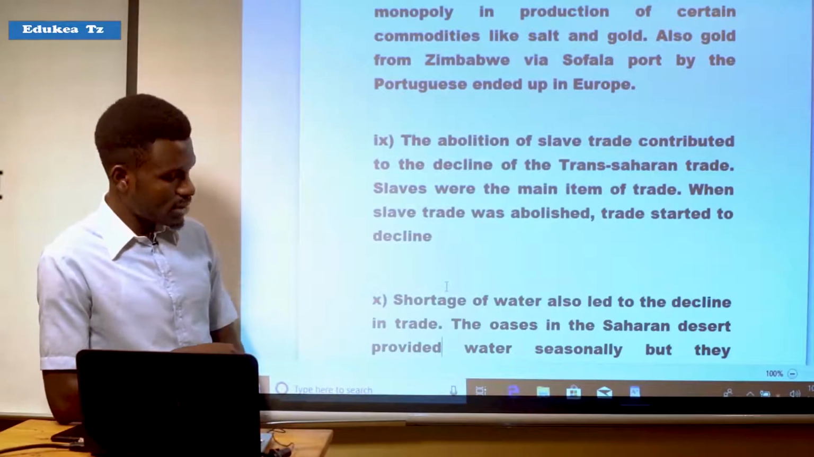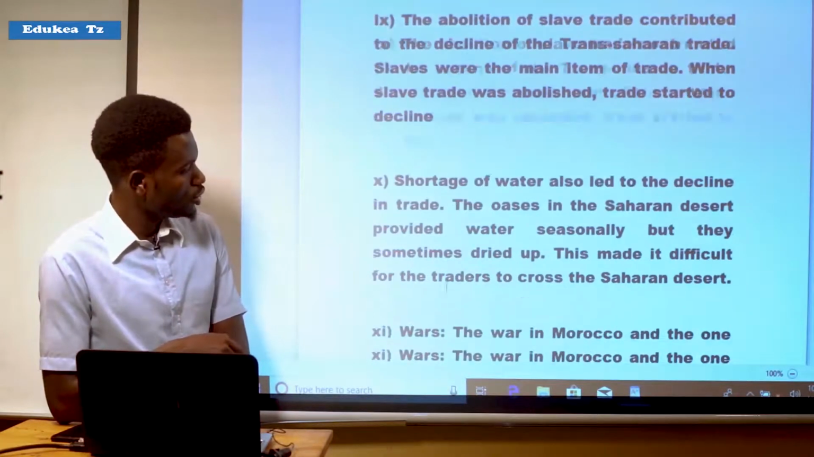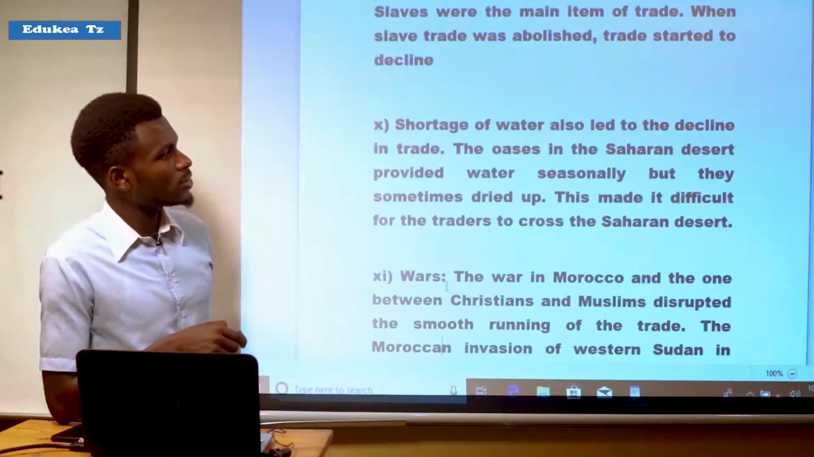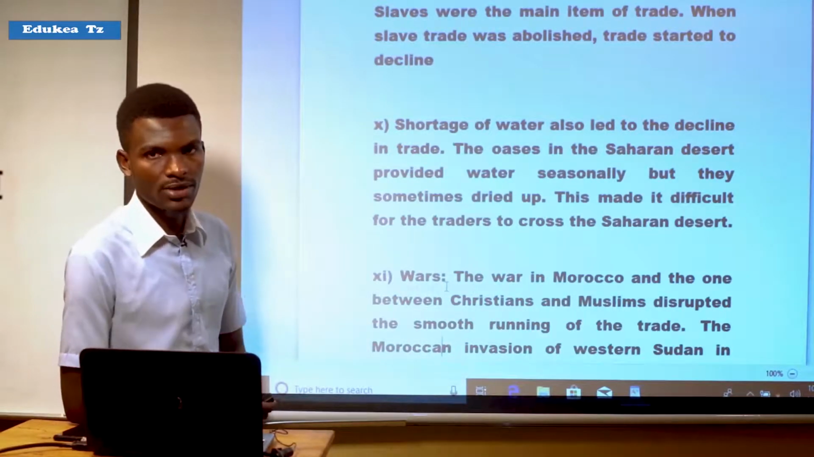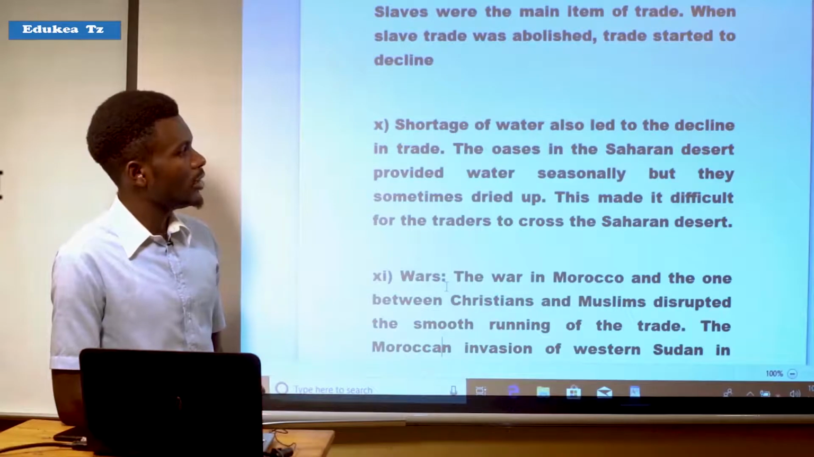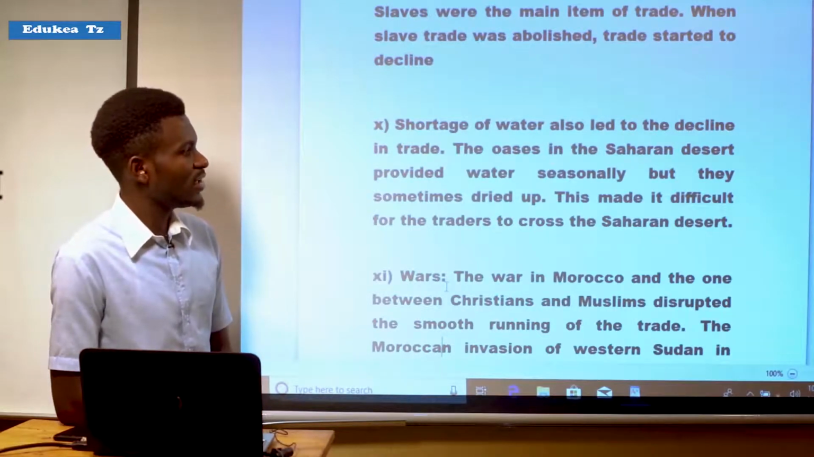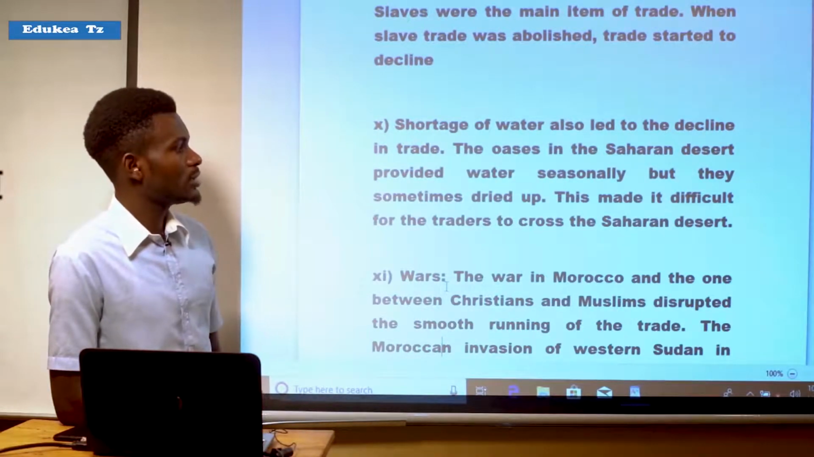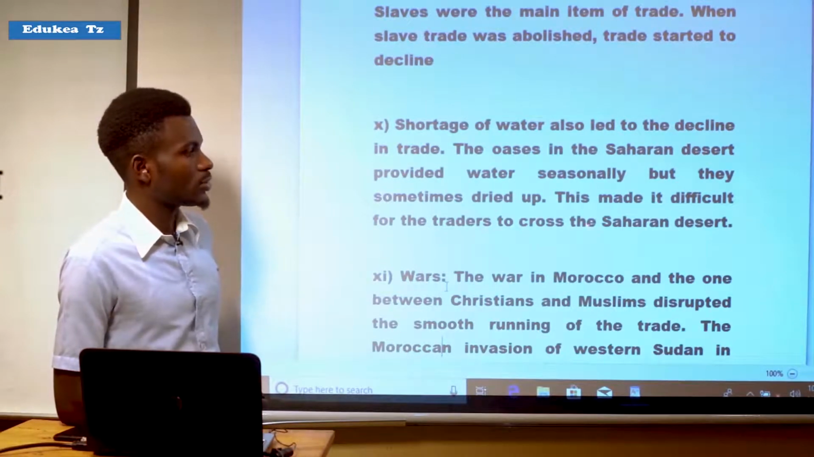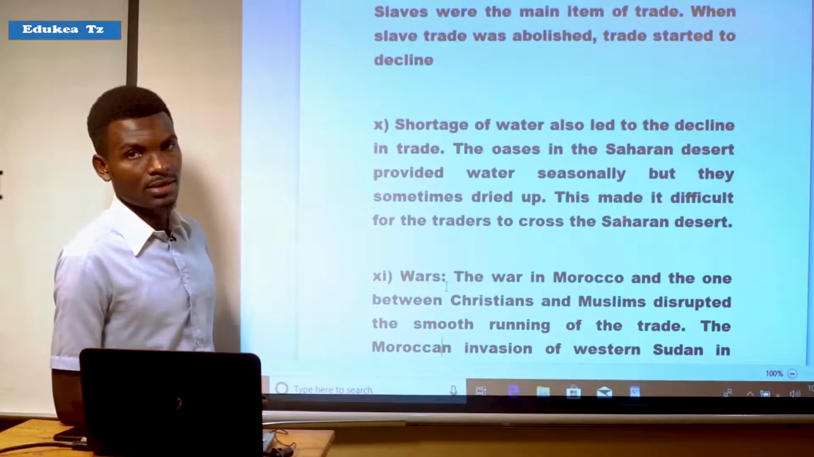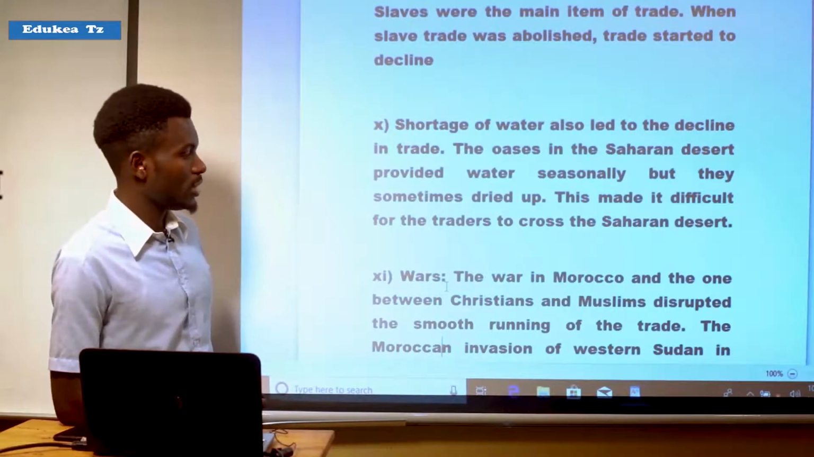Another factor for the decline was the shortage of water. It means that there was a shortage of water in the desert. The oases in the Saharan desert provided water seasonally, but they sometimes dried up, and this made it difficult for the traders to cross the Saharan desert, and that led to the collapse of the trade.